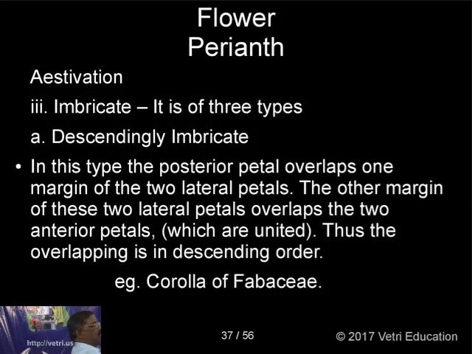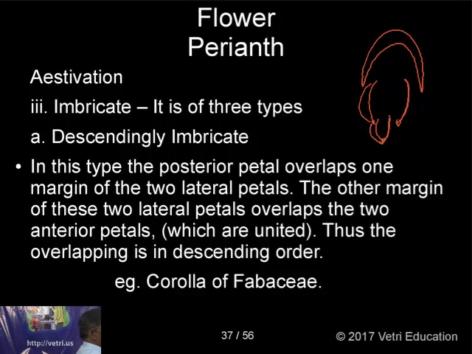There is a posterior, as I told you, the upper side is called the posterior. There is a posterior very big petal, and it encloses two lateral petals, and these two enclose the basal or anterior two petals. So it is just coming down. So this is called descendingly imbricate aestivation. This type you can find in the Fabaceae family. The corolla of Fabaceae, in all members like bean, clitoria, etc., you can find descendingly imbricate aestivation.